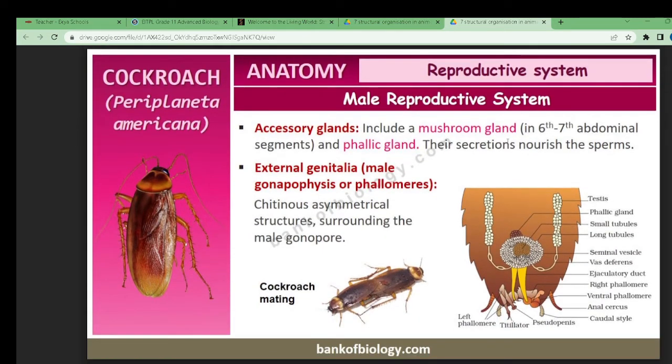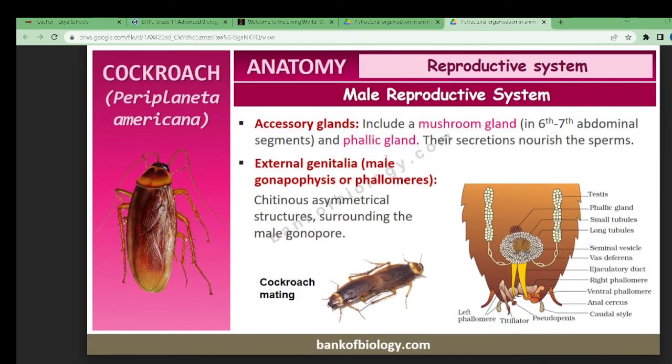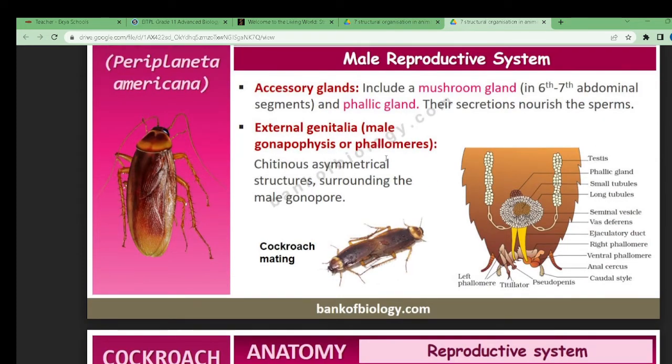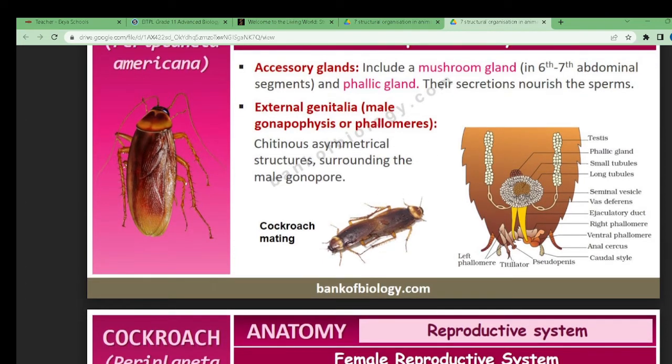Now accessory glands are there, for example the mushroom gland and phallic gland. These are not present in humans. In humans, accessory glands are different, but here it's the mushroom gland and phallic gland. The external genitalia of the male are the gonapophyses or phallomeres. So these phallomeres and gonapophyses are the external genitalia present in the male.